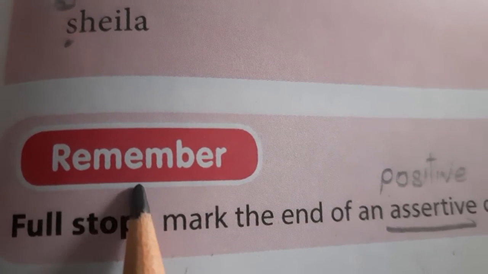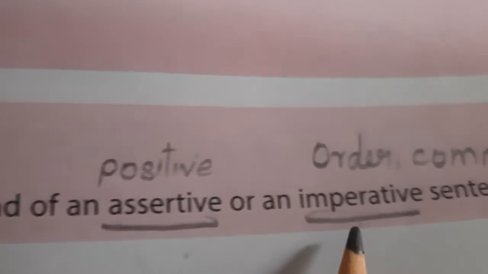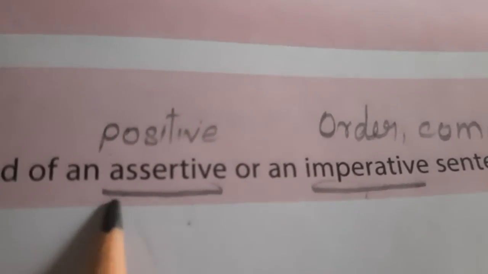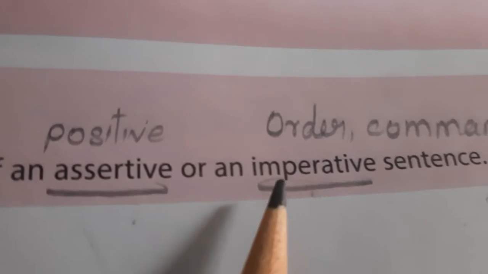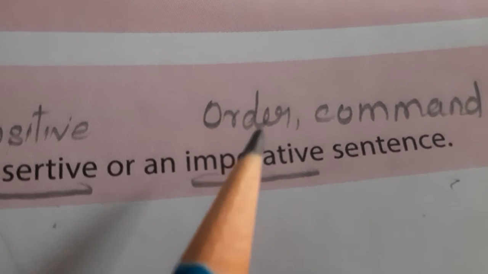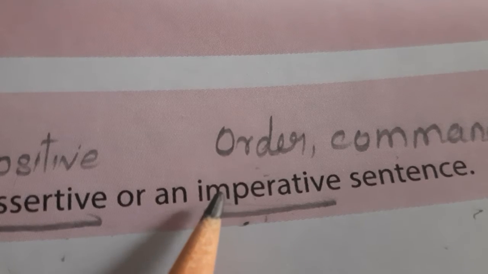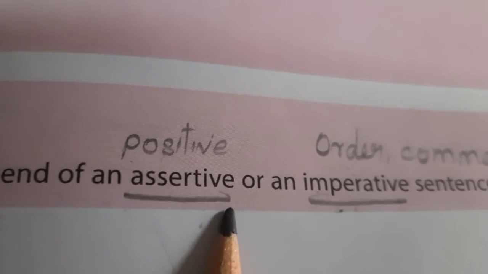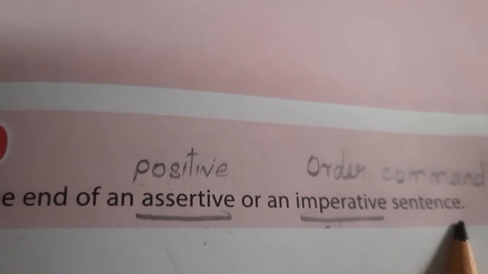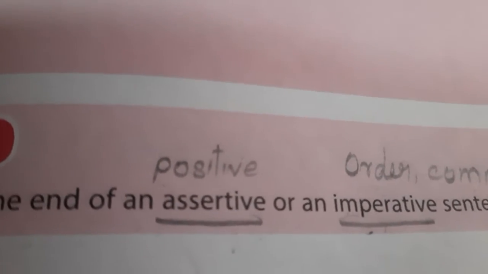Just have a look at the remember box. Full stops mark the end of an assertive or an imperative sentence. An assertive sentence means a plain positive sentence, and an imperative means a sentence which gives an order or a command, or gives a suggestion or a request. So what do we need to remember? Full stops mark the end of an assertive or an imperative sentence. Whenever such a sentence ends, we mark it with a full stop.